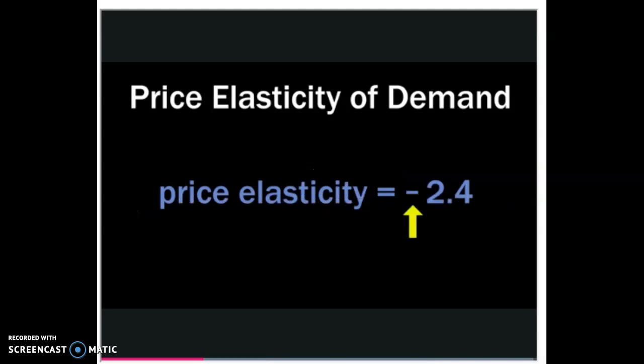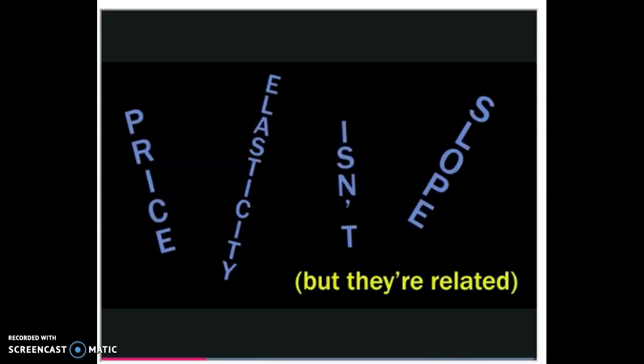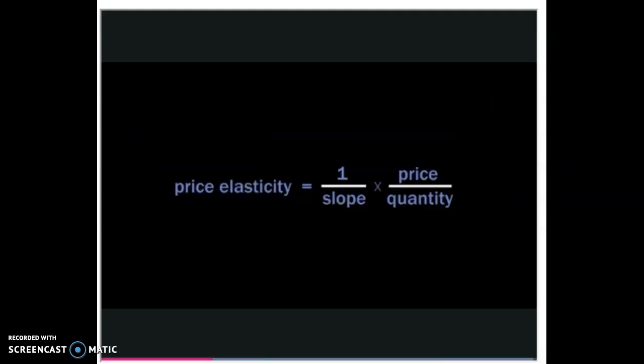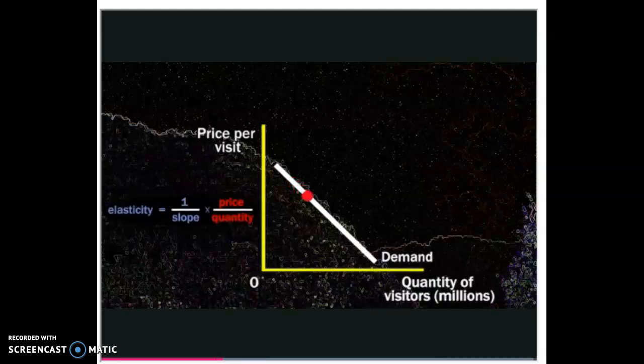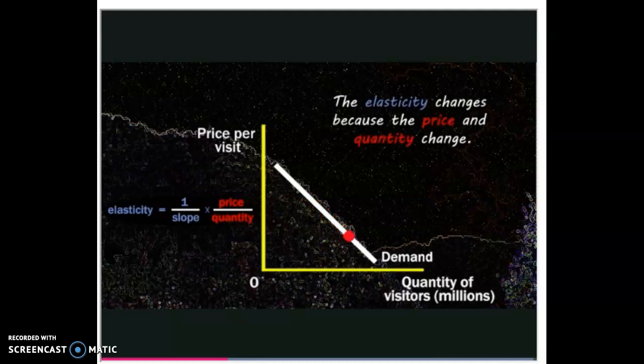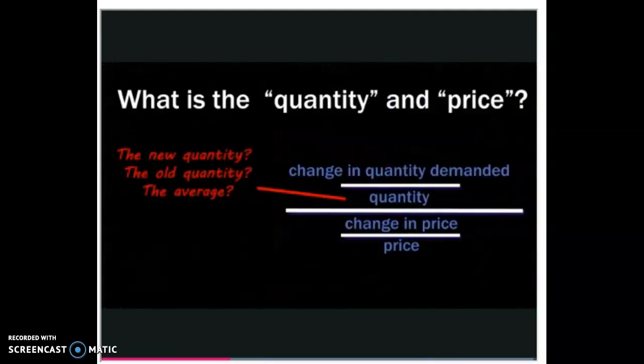to keep things simple. The price elasticity of demand is related to the slope of the demand curve, but it isn't simply the slope. The price elasticity formula is equivalent to 1 over the slope times price over quantity. So when the slope rises, the elasticity falls. And as we move up and down along a straight downward sloping demand curve, the elasticity changes because the price and quantity change. Where the formula mentions the quantity, does that mean the new quantity, the old quantity, or what? The same question applies to the price.